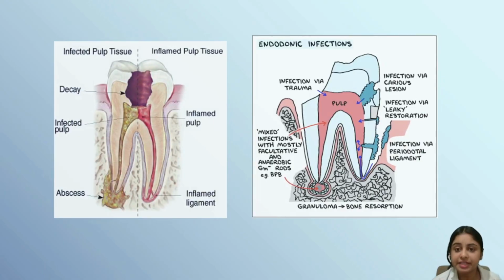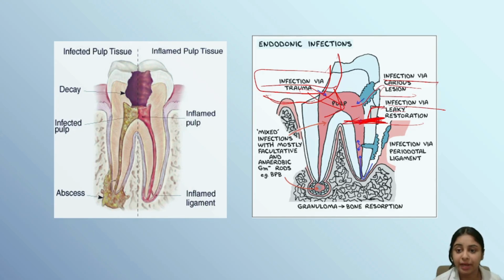Now in the diagram, we can see the various pathways, like infection via trauma, where the crown has fractured causing direct exposure of the pulp, or infection via carious lesion, or infection via leaky restoration. The restoration is not done properly, causing a leaky restoration through which bacteria may enter the pulp. Infection via the periodontal ligament, or there might be mixed infection with facultative or anaerobic bacteria.